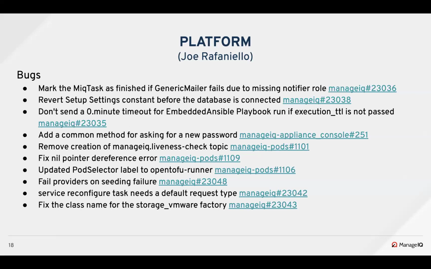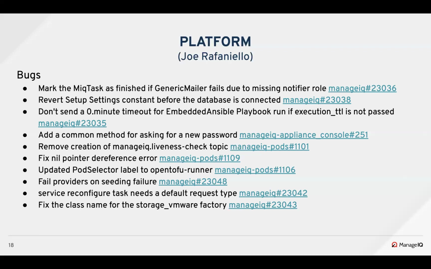Next, Adam already discussed the playbook timeout bug fix. And let's see, next, Adam refactored the common method used to ask for a new password in the appliance console, as we had several different mechanisms. Nassar removed the creation of the ManageIQ liveness check topic as it was handled separately. Brennan fixed a bug in the operator looking up the object secret correctly that was causing a segmentation violation. Sudhir fixed the pod selector label for the OpenTofu runner's network policy. And Adam also discussed the provider seeding test fix that Jason did.